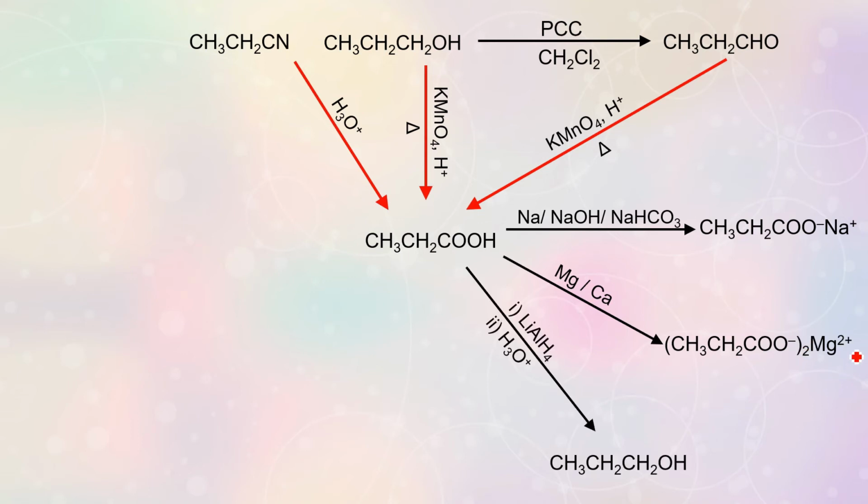Reduction of carboxylic acid will form primary alcohol. Esterification of carboxylic acid with alcohol in the presence of acid as catalyst will form ester.